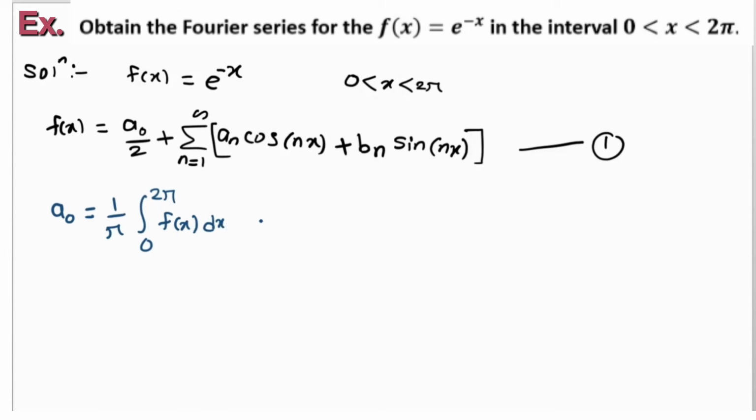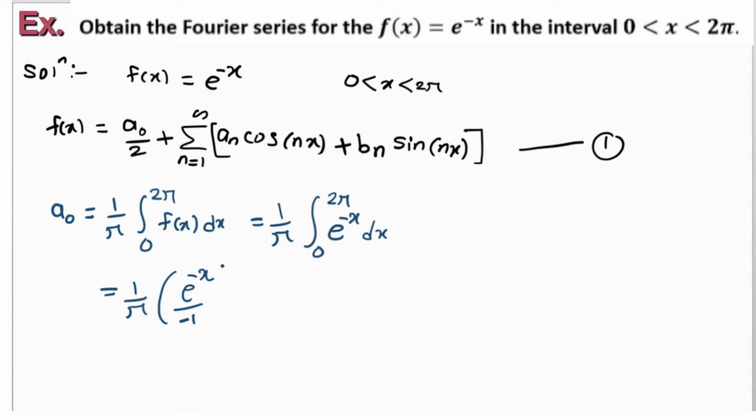Put the value of the function. So 1 upon pi, constant as it is, integral 0 to 2 pi, f of x is e raised to the power minus x dx. Integrate this term. So 1 upon pi as it is, integration of e raised to the power minus x is e raised to the power minus x divided by the coefficient of x, which is minus 1. The integral is from 0 to 2 pi. Put the upper limit minus the lower limit.